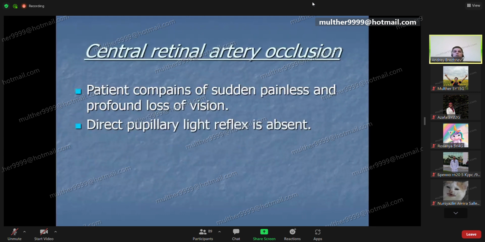The clinical features in arterial occlusion depend on the size and location of the obstructed vessels and the severity and duration of the obstruction. Central retinal artery occlusion: patients complain of sudden, painless, and profound loss of vision. Direct pupillary light reflex is absent.